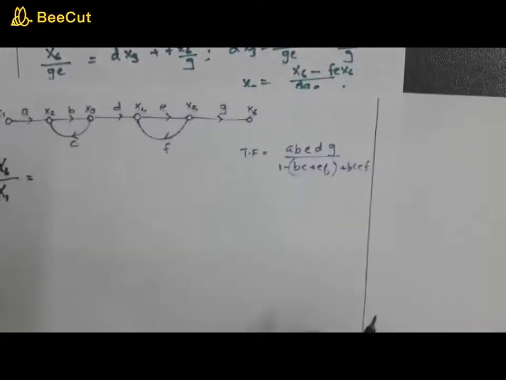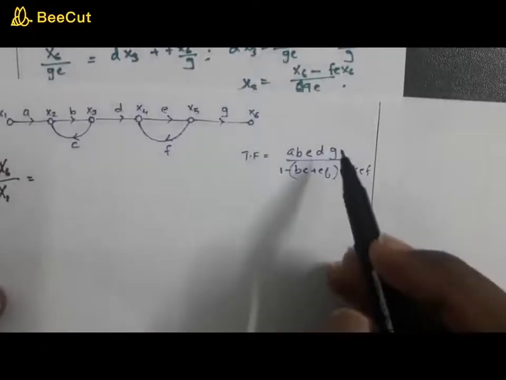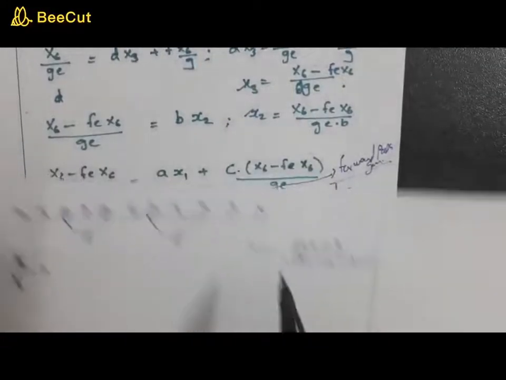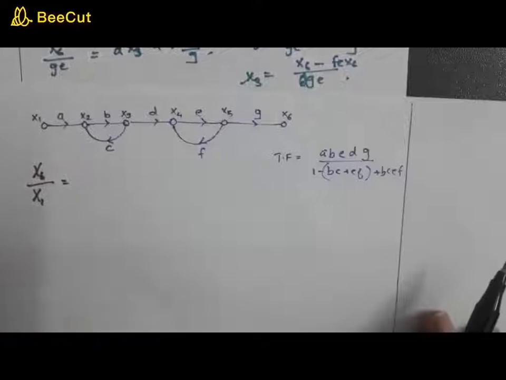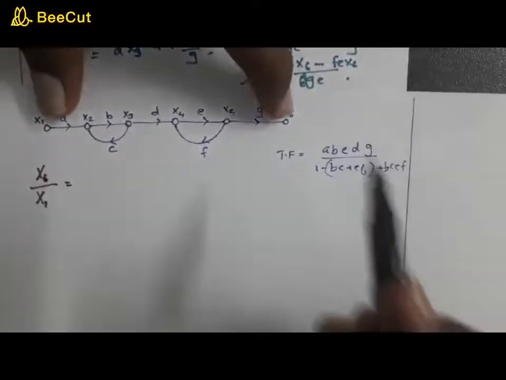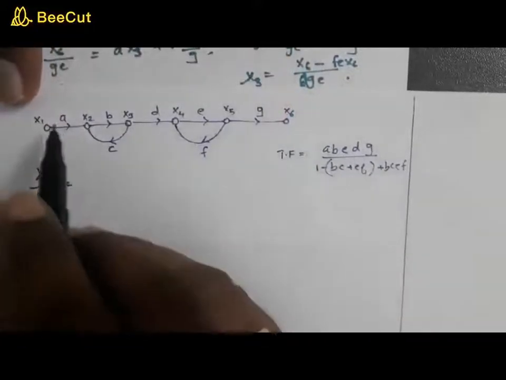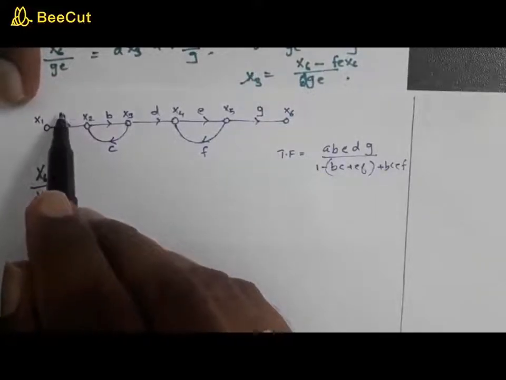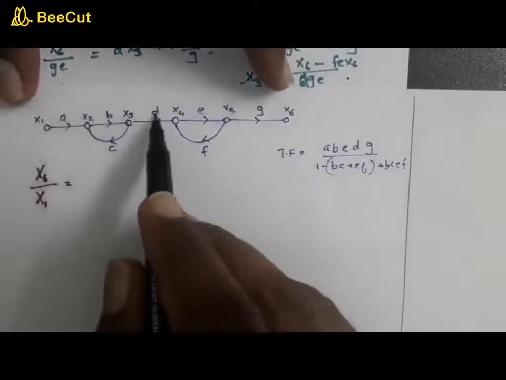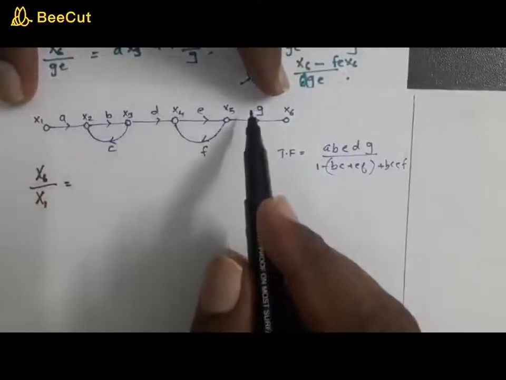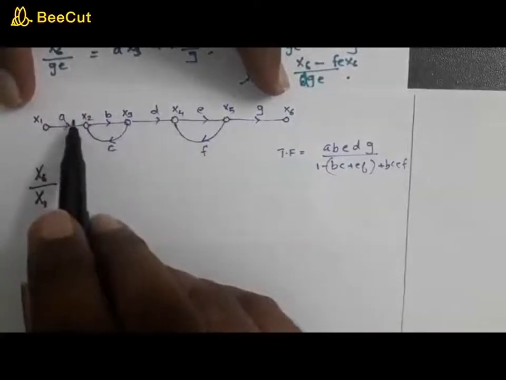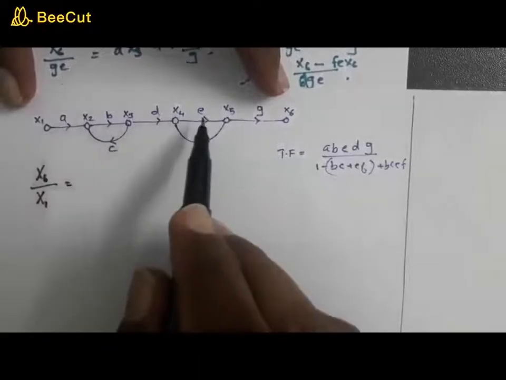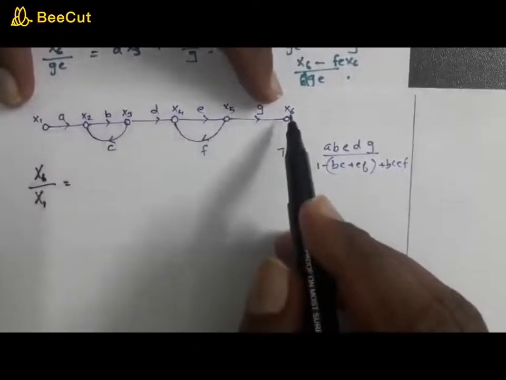So to start with, I'm going to correlate the obtained result. Anyway, this is going to be the transfer function. We have proved that the transfer function of this system is this. Now what is this A, B, E, D, G? When you look at this, the gain is the product of the transmittance of this one into this one, into this one, into this one, into this. So that means it is a product of the transmittance of a path that starts from x1 to x6.